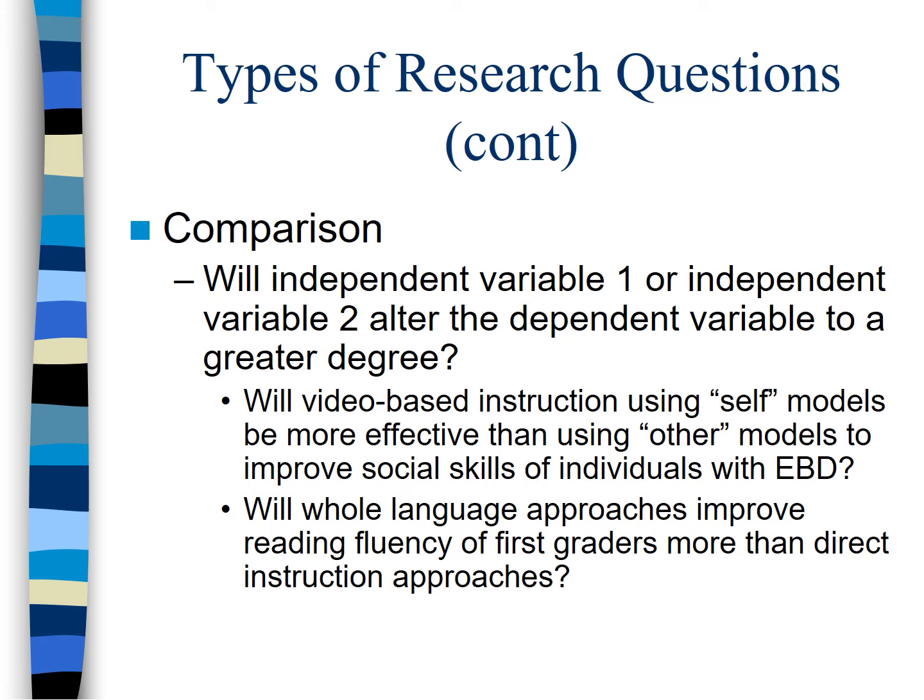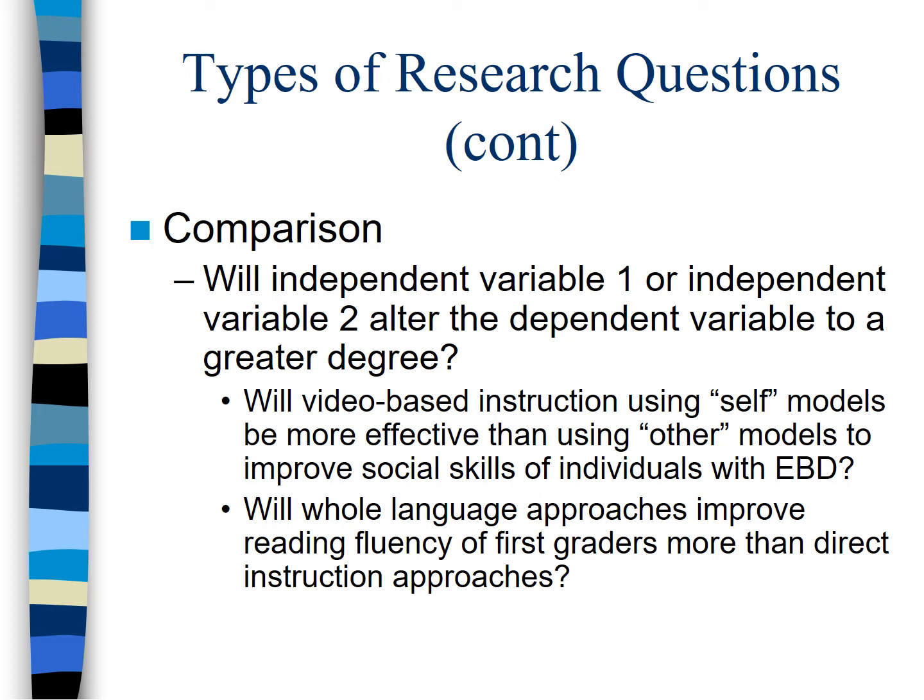Another type of research question is a comparison question. With a comparison question, you have two independent variables, two types of interventions, and you're asking a question, does one of these work better than the other, or are they both effective? And typically, you're interested if one is going to work better. So for this kind of research question, we've got to be careful about the kind of research design. We've got to have a research design that will allow us to use two independent variables.